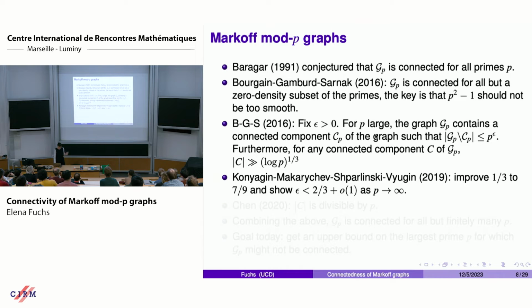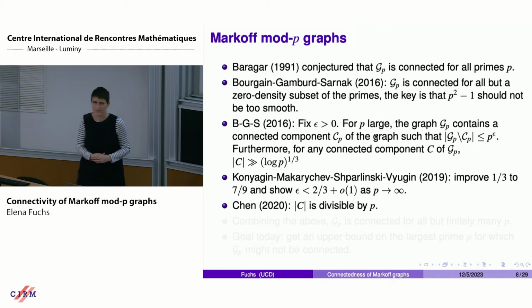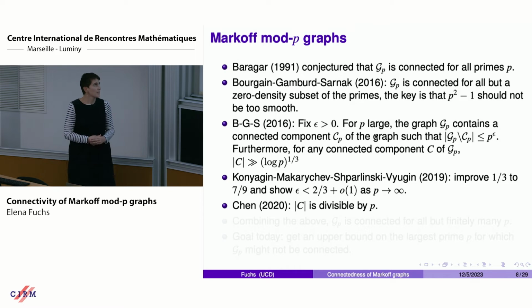Then there was this huge result in 2020 by William Chen, which is a consequence of an algebraic geometric result that William Chen proved. This is a paper in the Annals. And he showed that any connected component in the Markoff mod p graph has to be divisible by p in size. Can I ask you a question? Yes.